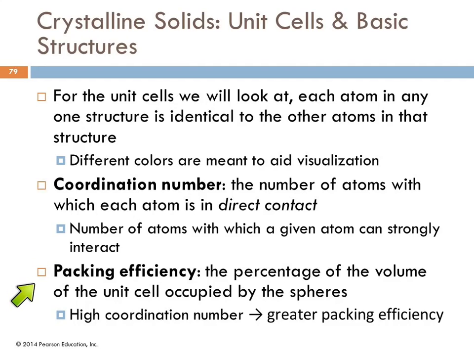The packing efficiency is the percentage of the volume that's occupied by the spheres as opposed to empty space. Because when you pack spheres together, there's empty space, right? And some ways that you can pack them are more efficient than others. If you have a high coordination number, if each particle has more directly adjacent particles, you're generally going to have a greater packing efficiency. There's going to be less empty space.